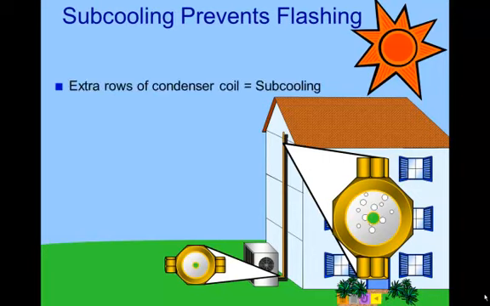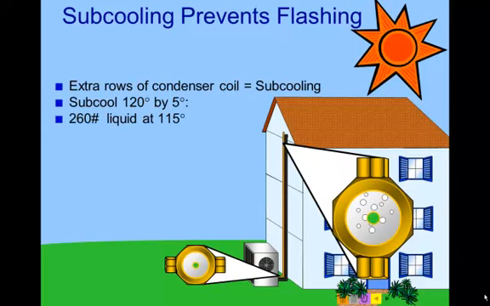So let's take a look at what subcooling is here. Extra rows on the condenser equals subcooling. So we put additional coils, additional fins on the condenser, so that now the refrigerant has to go through more of the coil and be exposed to more of the ambient, which will provide subcooling. So we're going to say that we get 5 degrees subcooling. So now we have 260 pounds of pressure liquid at 115 degrees. Now it's not coming out of the condenser anymore at the 120, it's coming out at 115 degrees because we have 5 degrees subcooling.